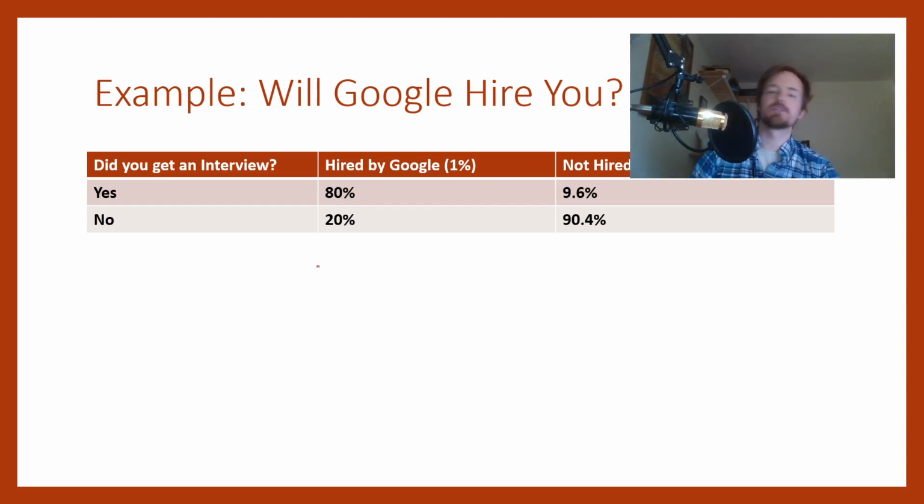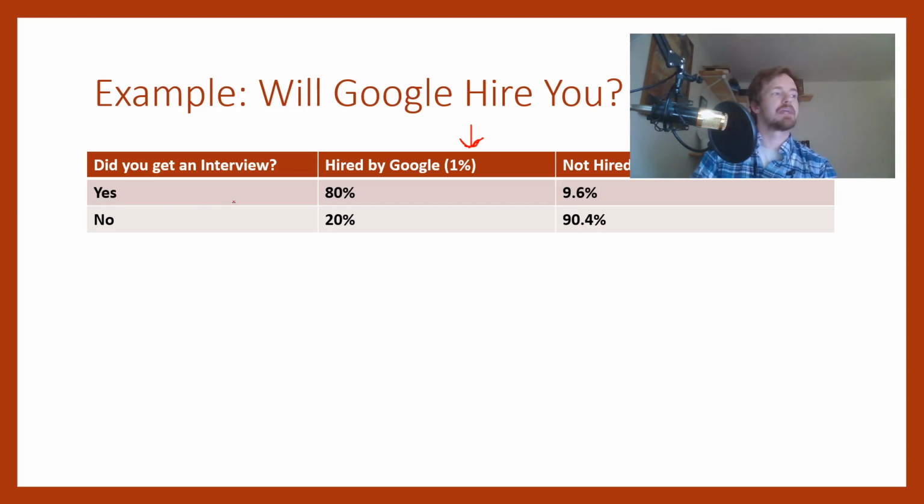Let's say you want to find out whether or not Google will hire you. We have a couple pieces of information. We know the likelihoods of people who are hired by Google versus people who are not hired by Google. Of everybody who applies to Google, 1% are able to get a job there, and 99% are not. So a very, very big disparity, right? 1% versus 99%.